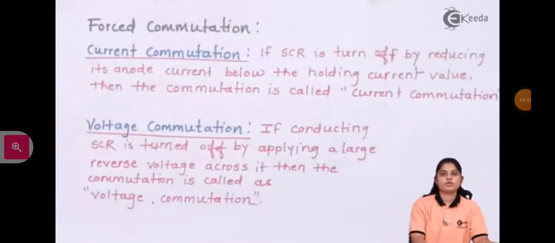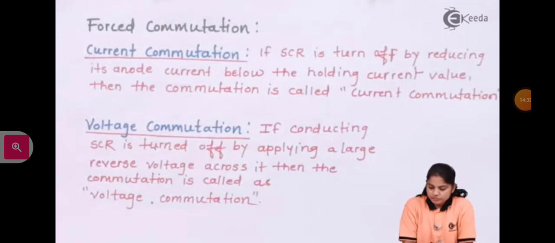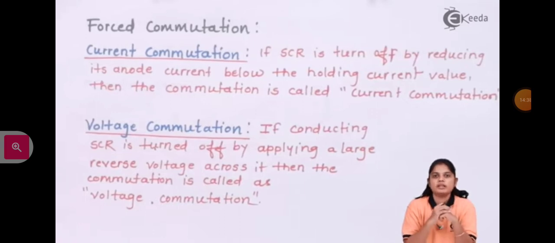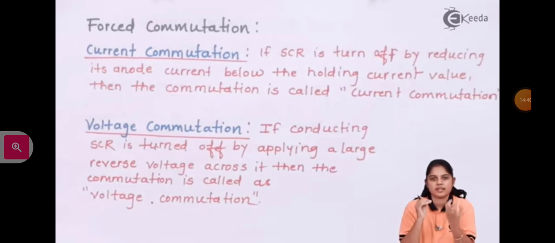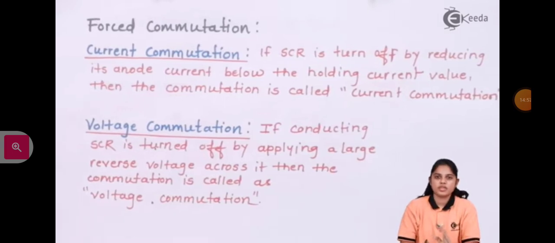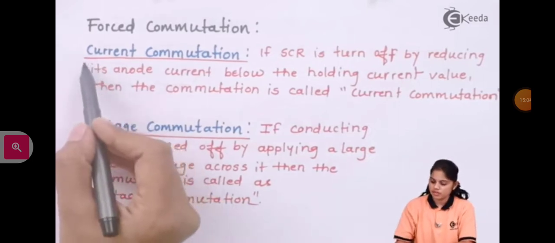Now when it comes to forced commutation, it can be either voltage commutation or current commutation. Current commutation is the same as natural commutation, but here you have to bring your current below holding current by using an external circuit. In the natural commutation method, we are not using an external circuit, but in forced commutation, you should have an external circuit which will forcibly bring your current below holding current. So let's see what is current commutation.